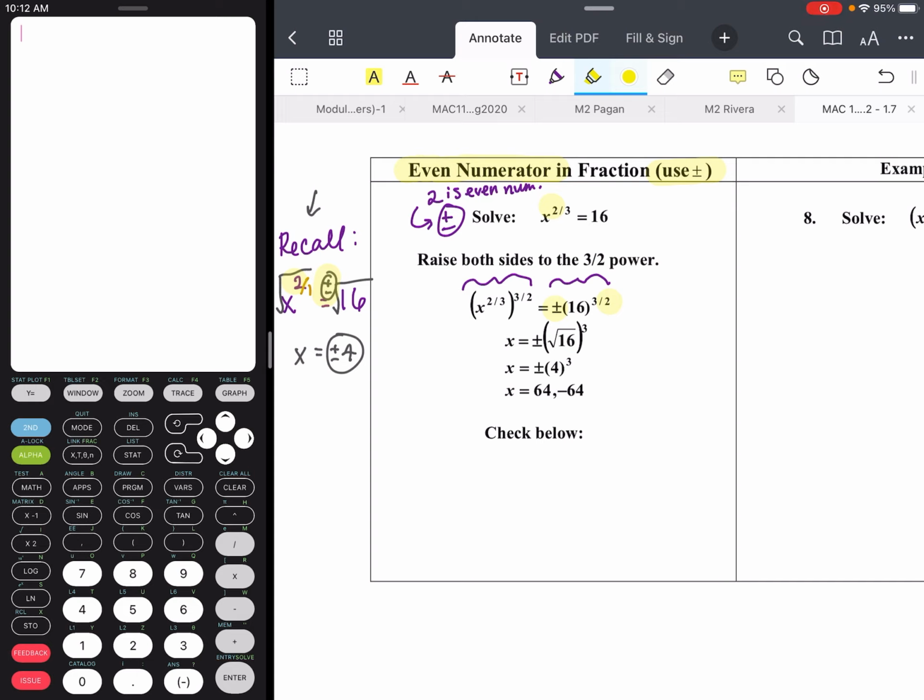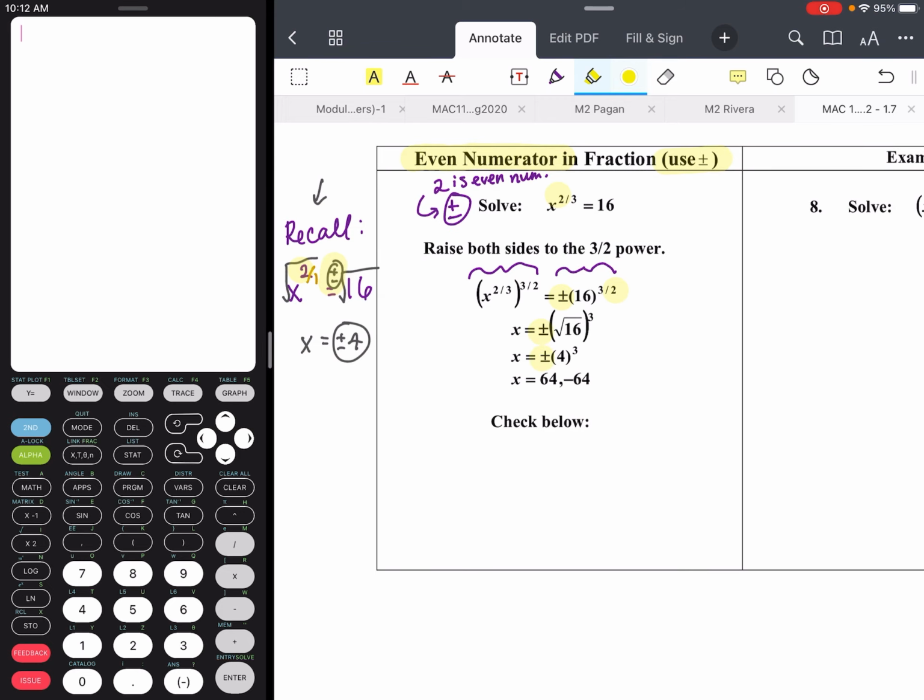So on the left-hand side, I just have plain old x. On the right-hand side, I have plus or minus the square root of 16 raised to the third power, which is plus or minus 4. Square root of 16 is 4 raised to the third power, which gives me my two solutions, positive 64 and negative 64.